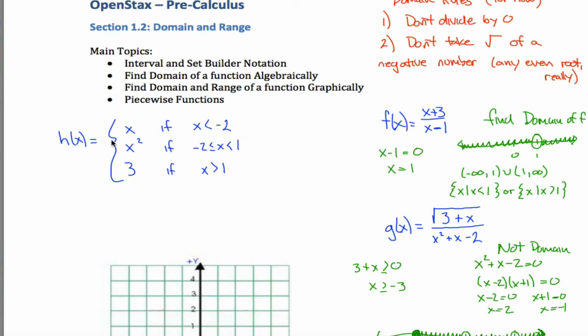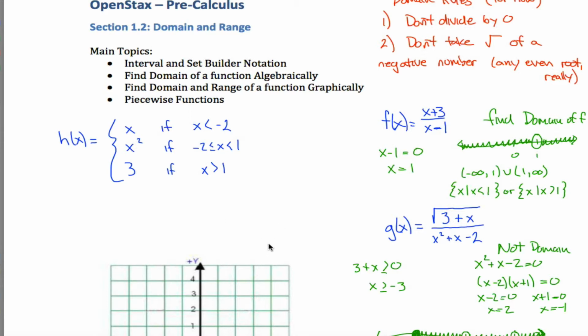This is all just one machine. It's just this machine does different stuff depending on what input you give it. So if you give it a number less than negative 2, it's kicking out that same number. If you give it a number between negative 2 and 1, it's going to square that number and then kick that out. And if you give it a number greater than 1, it's giving you the output 3 no matter what you give it. You give it 100, it gives you 3. You give it 5, it gives you 3. You give it pi, it gives you 3. Anyways, how would you graph that?